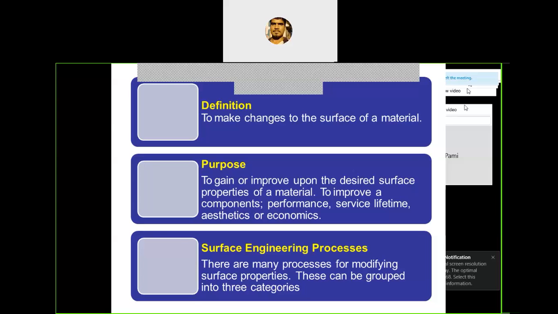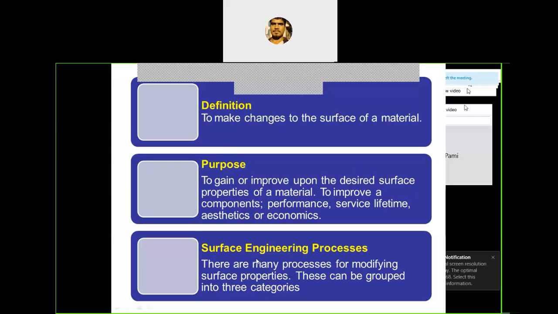Okay. Next, what is its purpose? Okay, the definition is over: just to make the change on the surface. Next, what is the purpose? Why do you have to do this? Yes, to increase the properties, to gain or improve the surface, or to improve the component's performance and service life, or aesthetics or economics. So this is what we are improving by using surface treatment or surface engineering.